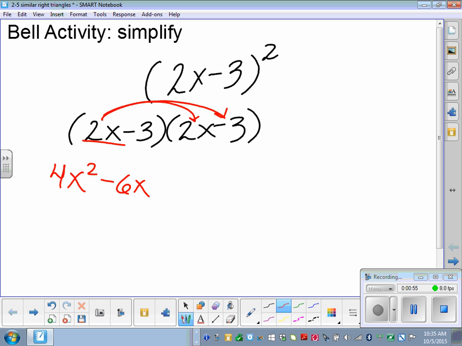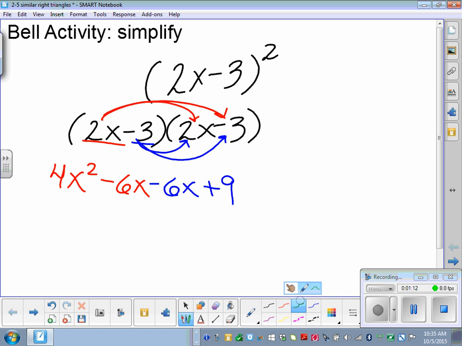Negative 6x. Very good. I distributed my 2x term. Questions? I'm not done. I need to distribute negative 3 through to each term over here. Negative 3 times 2x. Negative 6x. Negative 6x again. And then negative 3 times negative 3. Positive 9. Good. Positive 9.